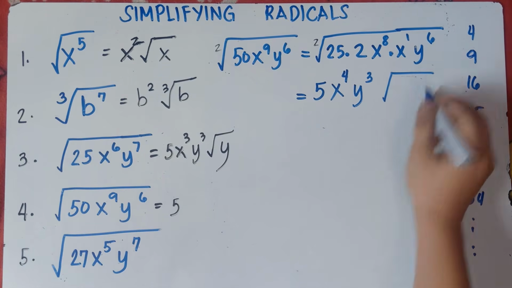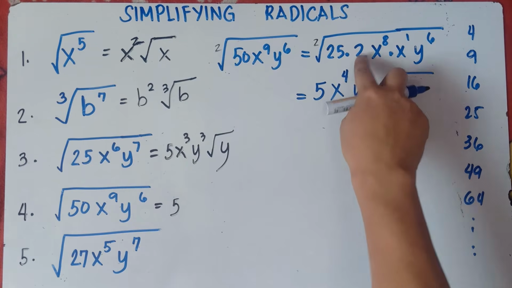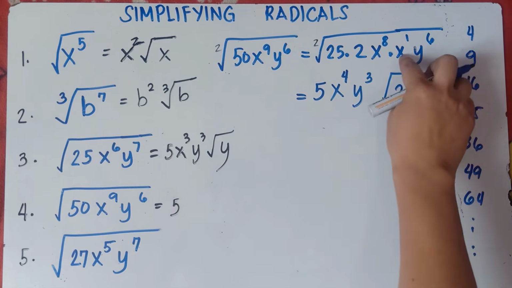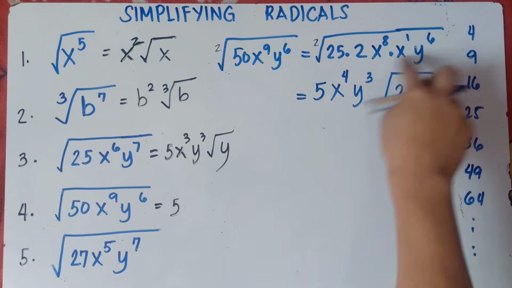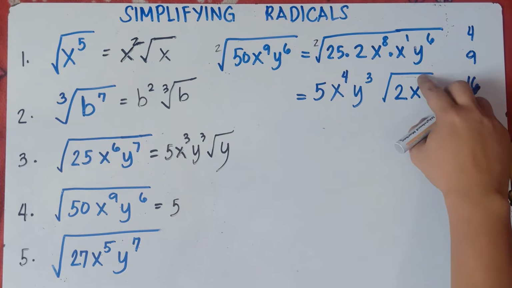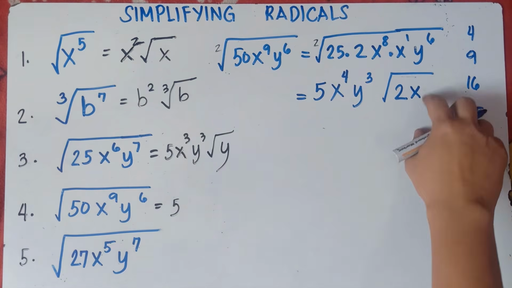Then the square root of 2 will still, 2 will remain inside the radical symbol. So copy 2. Then x raised to the power of 1 will remain inside the radical symbol. So 2x raised to the power of 1, or just simply copy 2x.